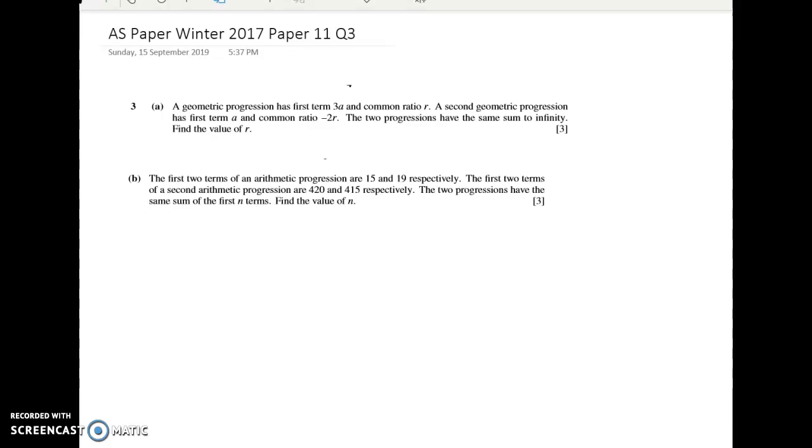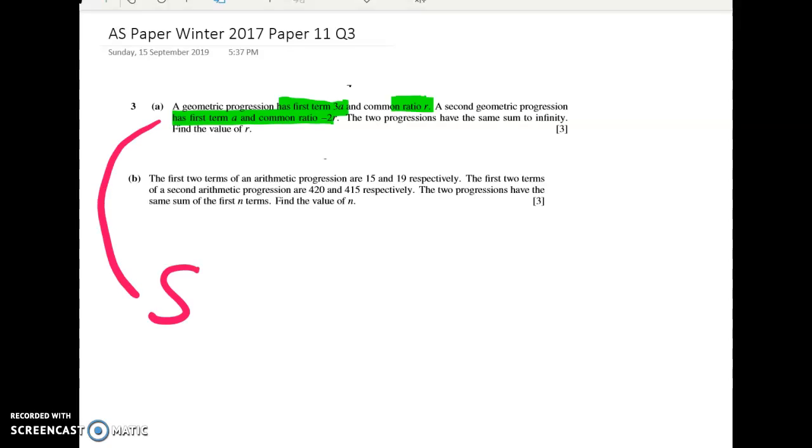With the first question, we've got a geometric progression and we're given the first term 3a and the common ratio is r. And then we've got another geometric progression with the first term a and common ratio negative 2r, and they've got the same sum to infinity. So the sum to infinity formula is one that you should all remember without looking, because it's so straightforward. S to infinity is equal to a over 1 minus r. And we have to figure out the value of r. So pause the video and work through that question if you haven't already done it.